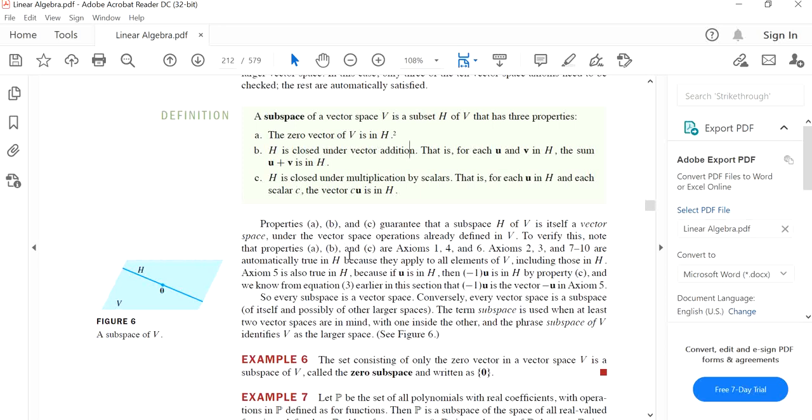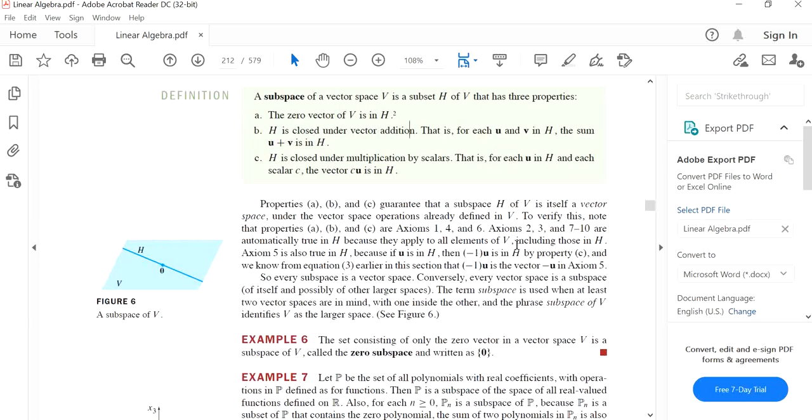To verify this, note that properties A, B, and C are axioms 1, 4, and 6 respectively. We can just go up and see that axioms 2, 3, and 7 to 10 are automatically true in H because they apply to all elements of V. So basically this is saving us from work, because when V is a vector space, then all elements of V must be satisfying those axioms.